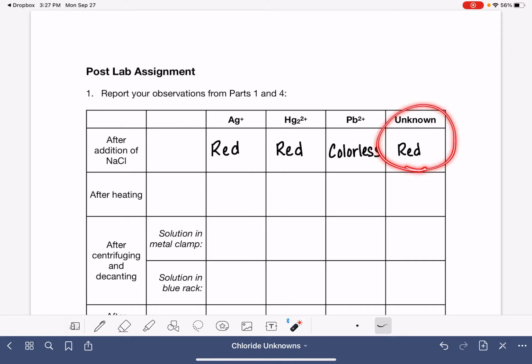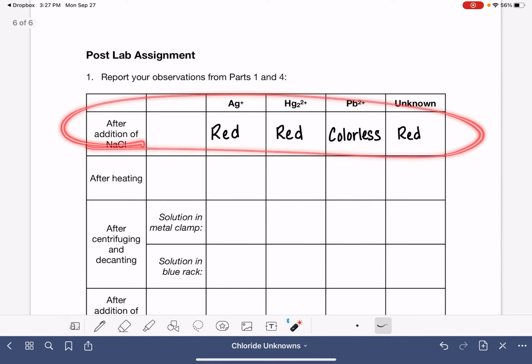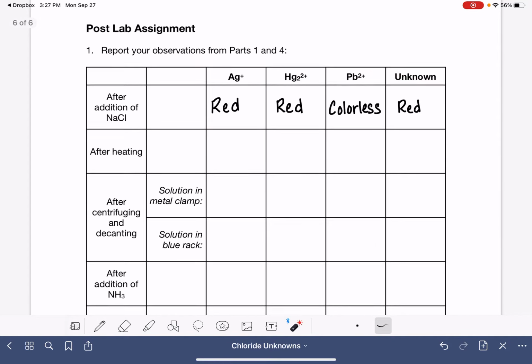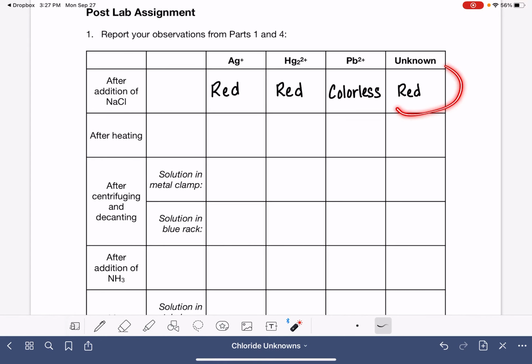So if you have a red solution, all that you can say for sure is that you have either a mercury or a silver cation, or maybe you have both. You may or may not have lead. You have no idea at this point. So you're going to have to not look at just one particular chemical test, but you're going to have to look at all of your chemical tests all together in order to figure out the identity of your unknown and rule out anything that you possibly can.